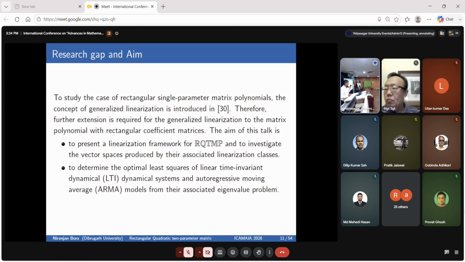That means these two dynamical systems can be reformulated as an eigenvalue problem. This is one practical example where the critical points of the ARMA and LTI models are nothing but the eigenvalues of the original problem.